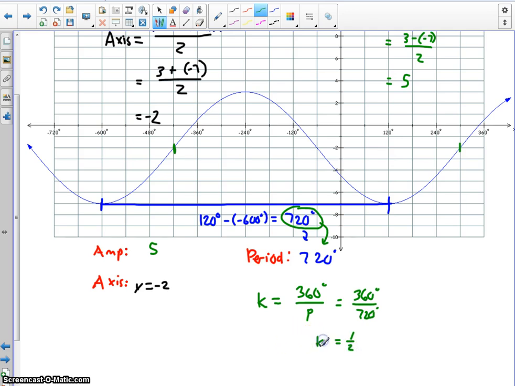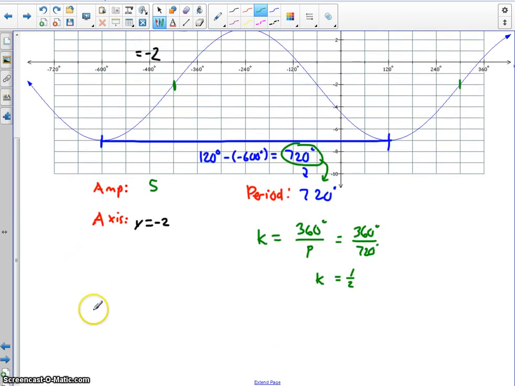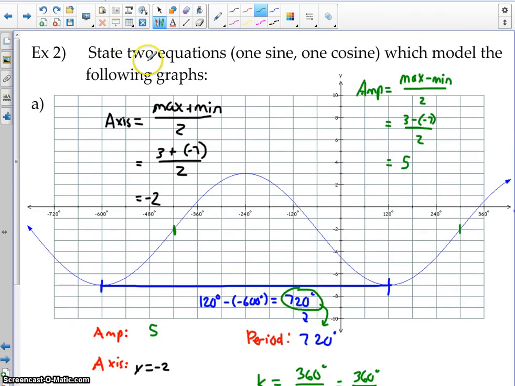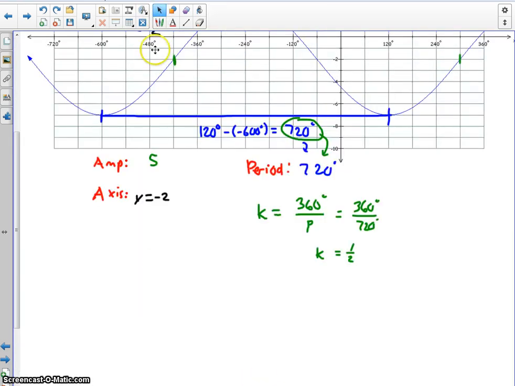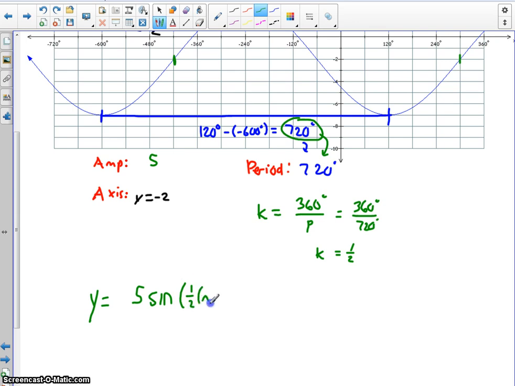Okay, so I already have a lot of the equation right here. Now it says here to state a sine or a cosine graph. So I'm going to start by creating a sine graph. So it's going to be some amplitude, and my amplitude is 5. I'm going to put that in here. Okay, so my k value is a half. I don't know my phase shift yet, so I'm going to leave that part out. I know my axis, which is minus 2, so I'm going to throw that in at the end.